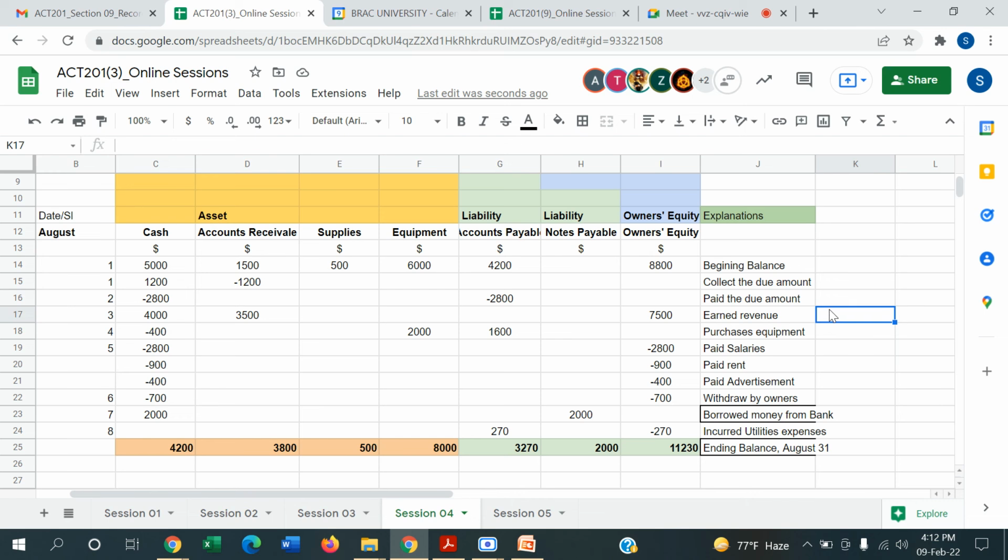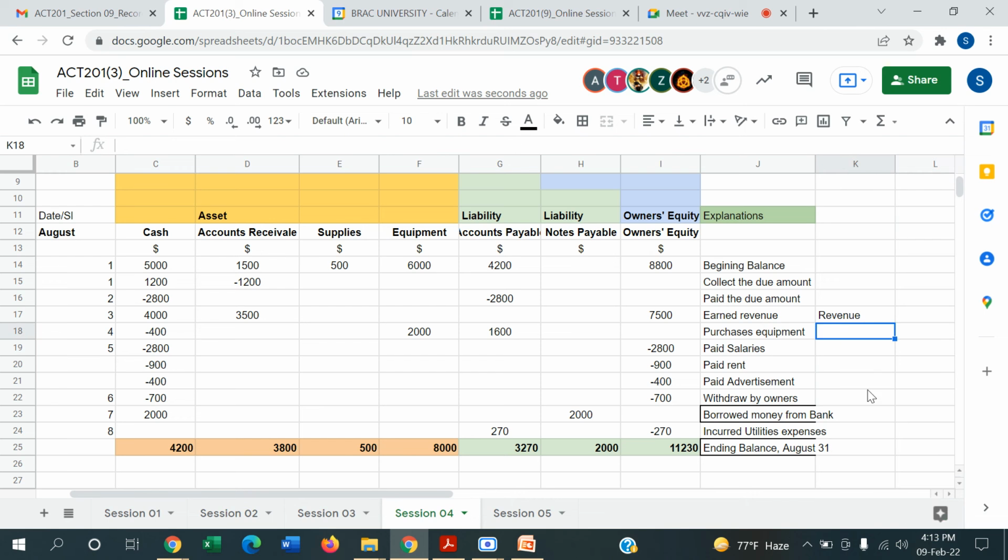Earned revenue? Yes, sir. So how much is the revenue? 7,500. Excellent. So there is a revenue that affects the owner's equity, 7,500.